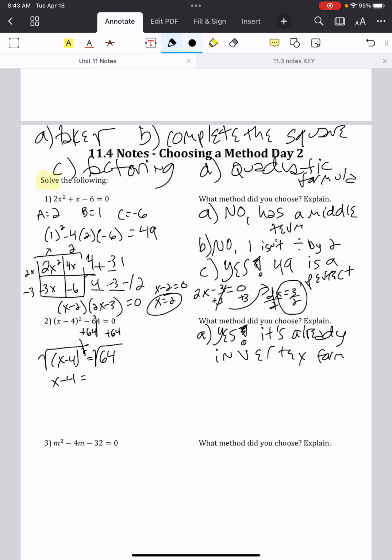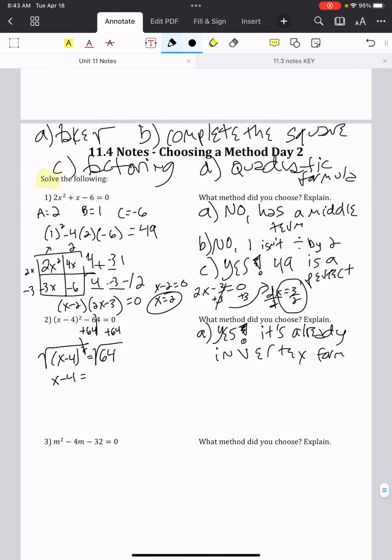Square root 64? What's the square root of 64? 8. So close. 9.5 out of 10. Just 8? There it is. Summers, man, it's always that negative. He's like, I'm pretty sure it's 8.